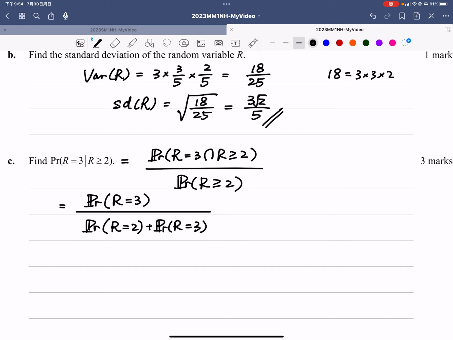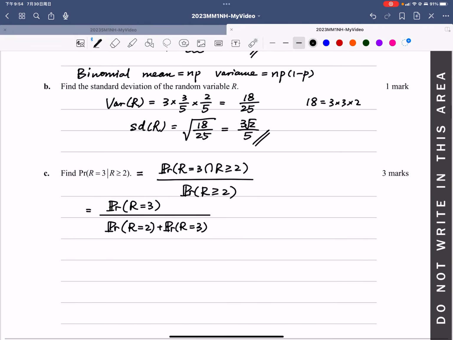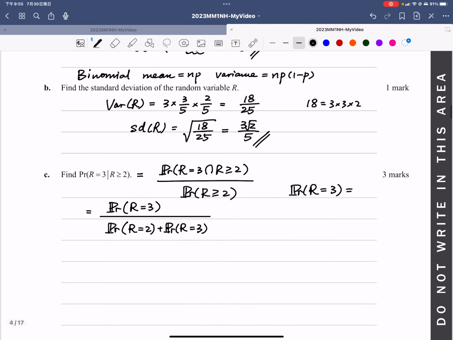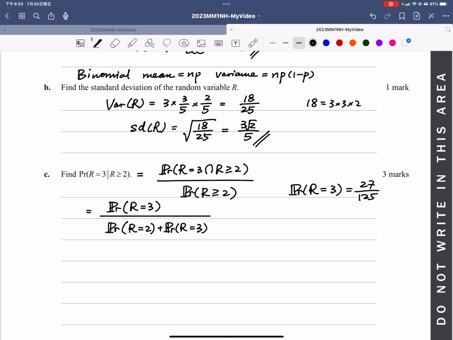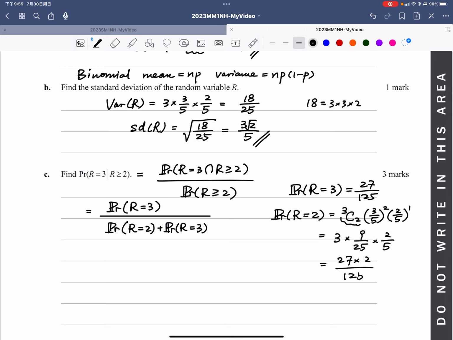Now, in the previous part, I've got the probability of R equals 3. That is 27 out of 125. So probability of R equals 2 is actually 3 choose 2, times 3 divided by 5 squared, times 2 divided by 5 to the power 1. So 3 choose 2 is 3, times 9 divided by 25, times 2 divided by 5. So that will be 27 times 2 divided by 125, which is 54 out of 125, okay?